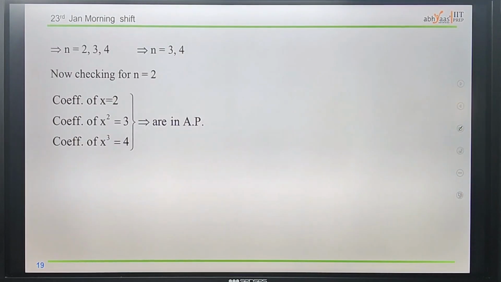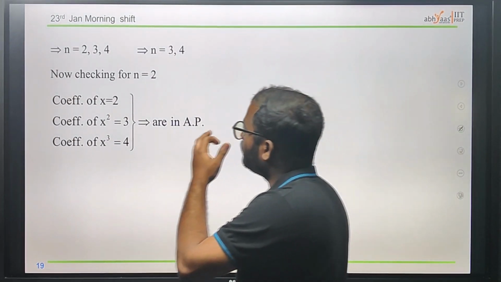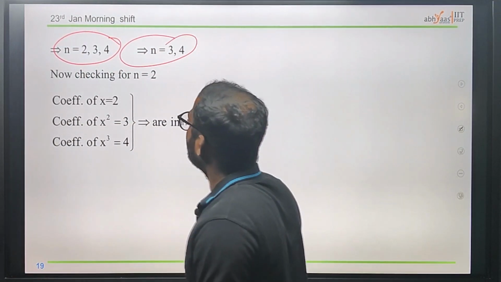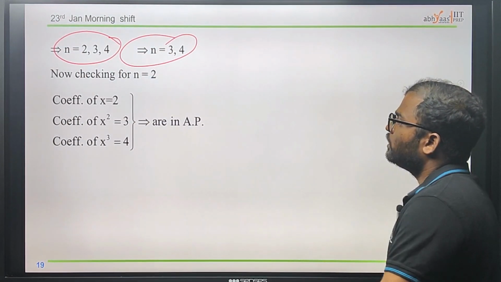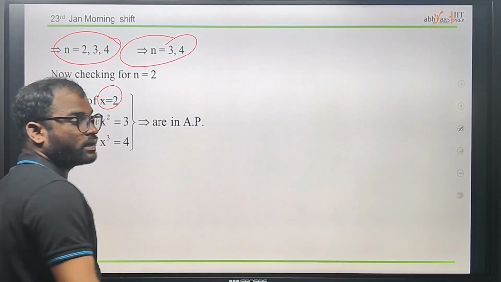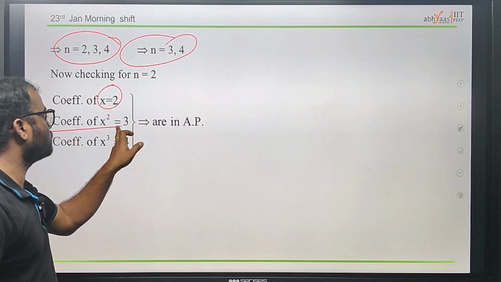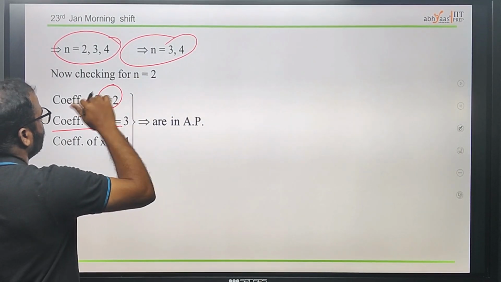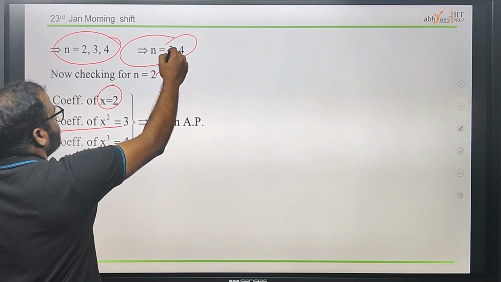Okay, and it implies n belongs to {2, 3, 4}. Now checking for n equal to 2, we will get the x equal to 2. The coefficient of x is 2, the coefficient of x² is 3, and the coefficient of x³ is 4. That's how we got the values for n equal to 2, 3 and 4.